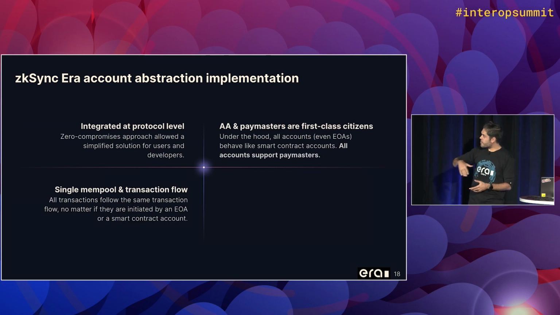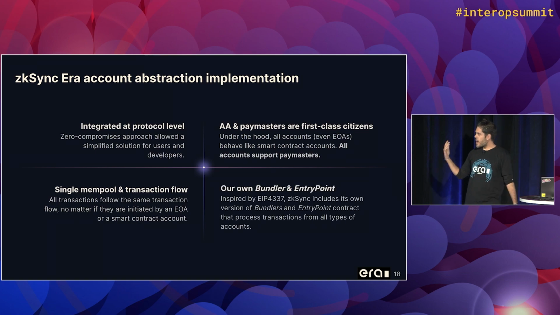As all accounts behave as smart contract accounts, we just need a single mempool and a single transaction flow. And all transactions for all types of accounts go to the same mempool, no matter if they were initiated by an externally owned account or a smart contract account.